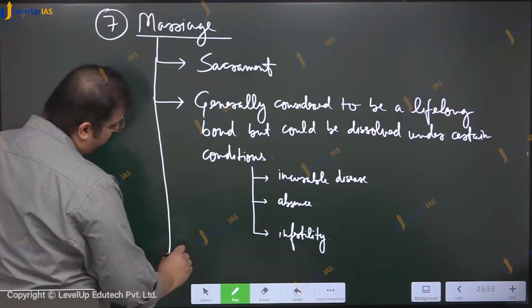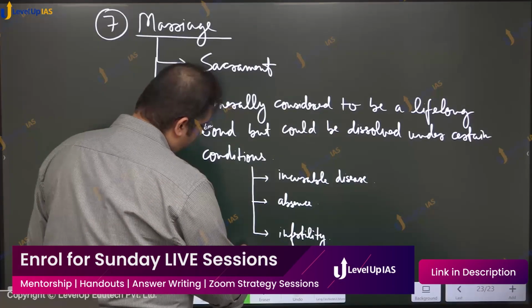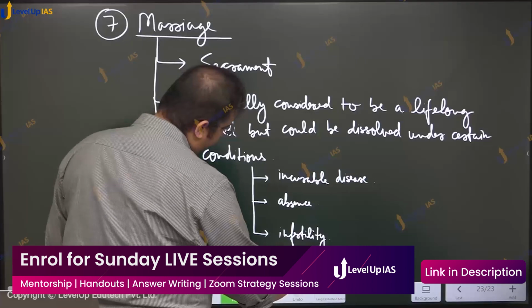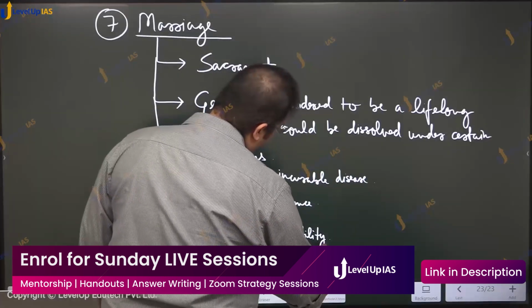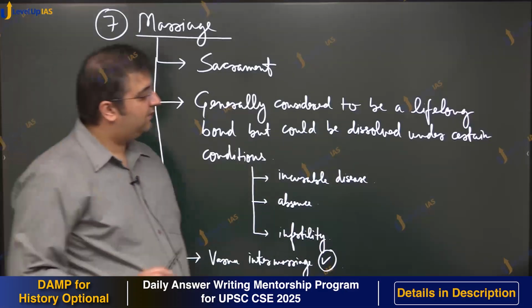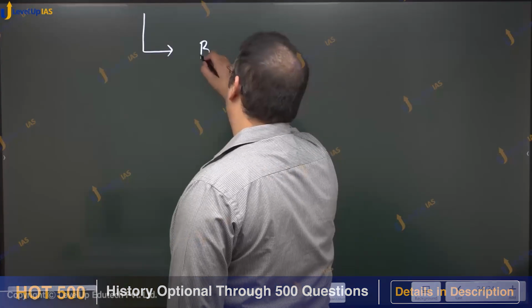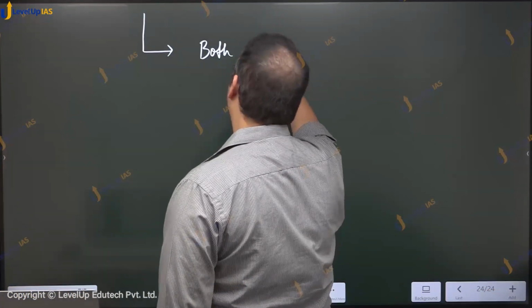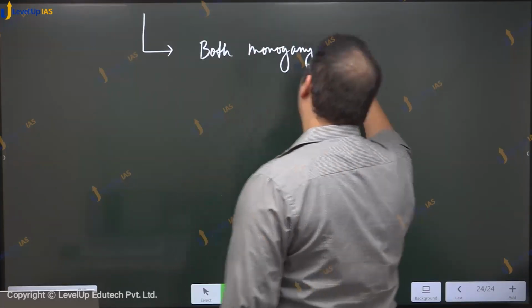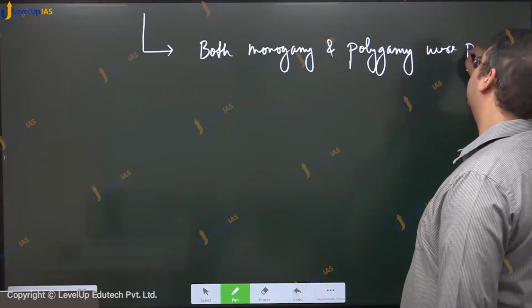Were there any barriers on whom people could marry? No. So, Varna intermarriage was acceptable. How many spouses were allowed? Any number of spouses. So, both monogamy and polygamy were practiced.